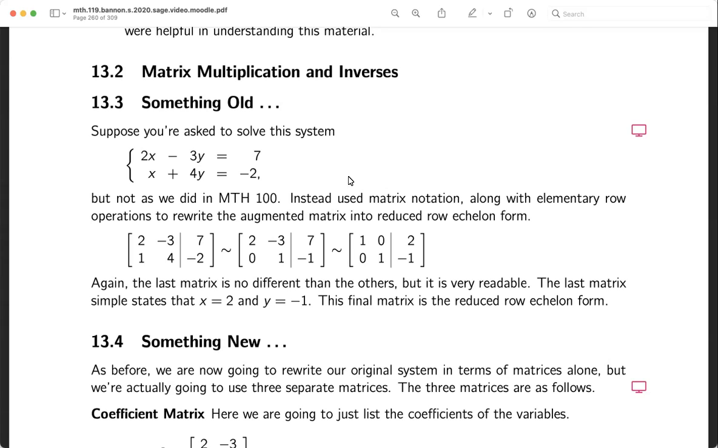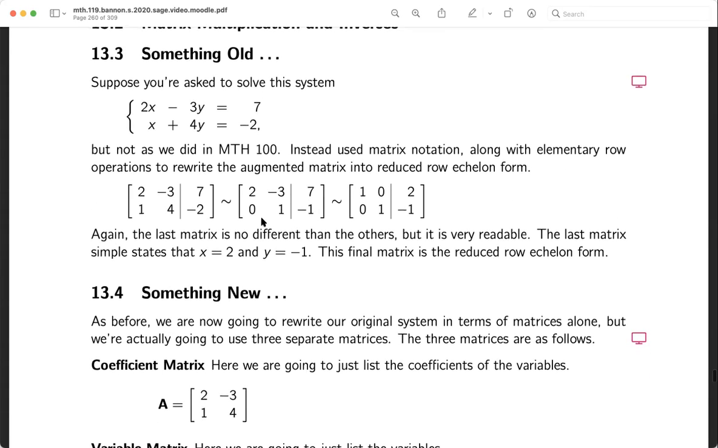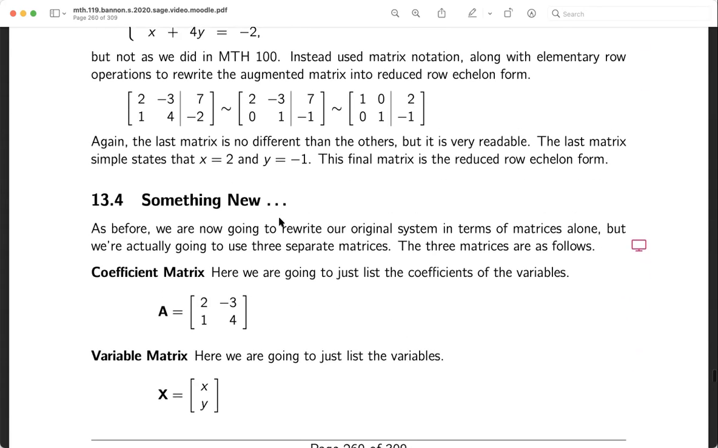So, something old, we've done this before. Certainly you've done something like this in Math 100. I'll go to the whiteboard later. We've done this augmented matrix. That wasn't so bad. I kind of like that technique. But again, your mileage may vary. You may say, I like this technique over that technique, but we need to move on. And this is really the domain of linear algebra.